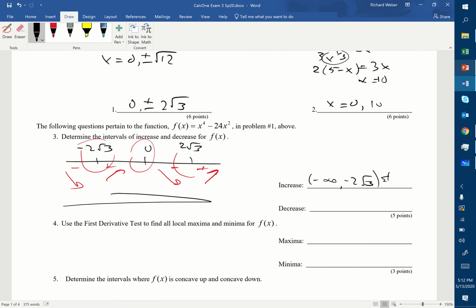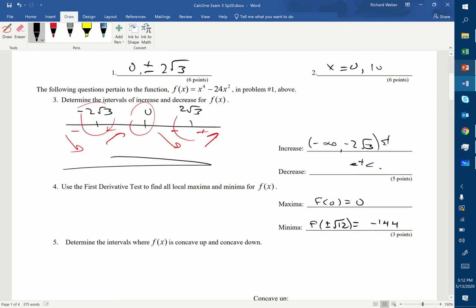Where's that problem? Number 4. We have a max of f of 0 is equal to 0. And in a min, we have f of plus and minus radical 12, or 2 root 3, is equal to negative 144. So doing some major work here.